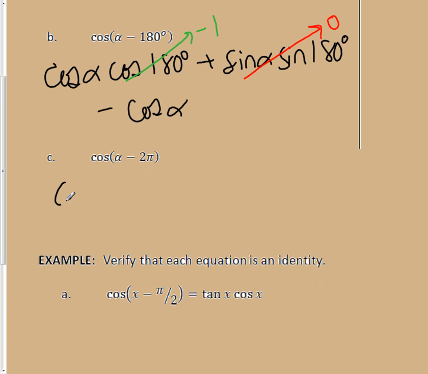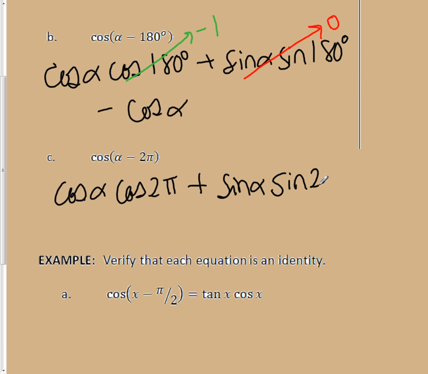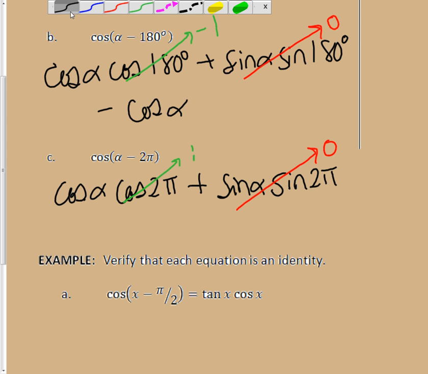On my last example here, I have the cosine of alpha minus 2 pi. So I'm going to have the cosine of alpha, the cosine of 2 pi, and it's going to become plus the sine of alpha, the sine of 2 pi. And just like before, we know that the sine of 2 pi happens to be 0, so this whole term goes to 0. The cosine of 2 pi goes to 1, and so I end up with just the cosine of alpha.